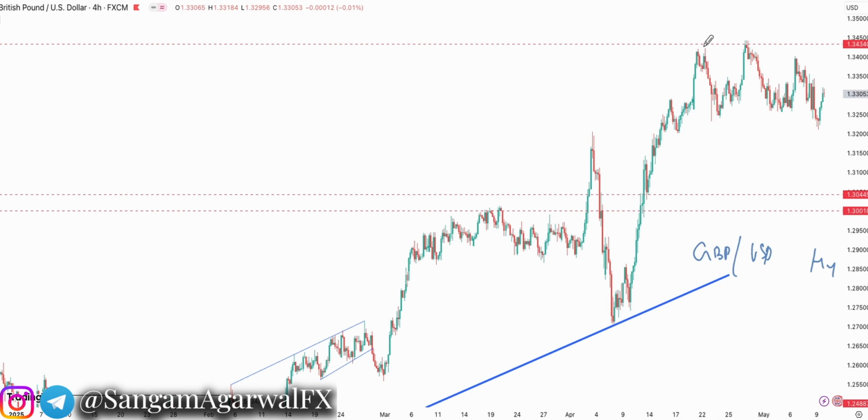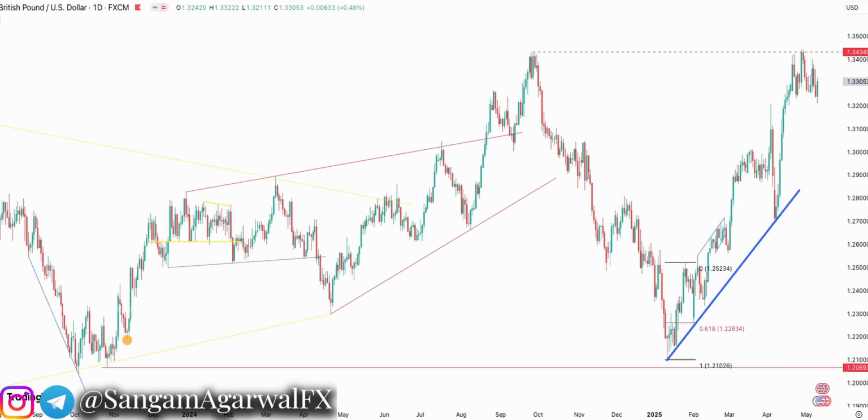GBPUSD H4, a double top on 134 static resistance and support area 325. Wait for the breakdown. On retest you will sell again. But if you see the daily chart, price is testing resistance. If it goes down, 131 is static support, then this trend line is the next dynamic support level.